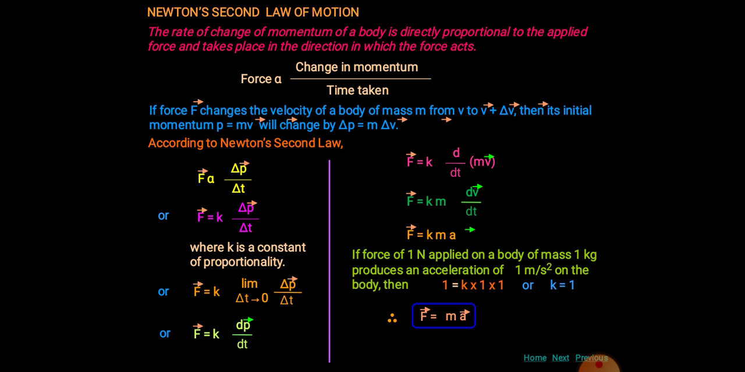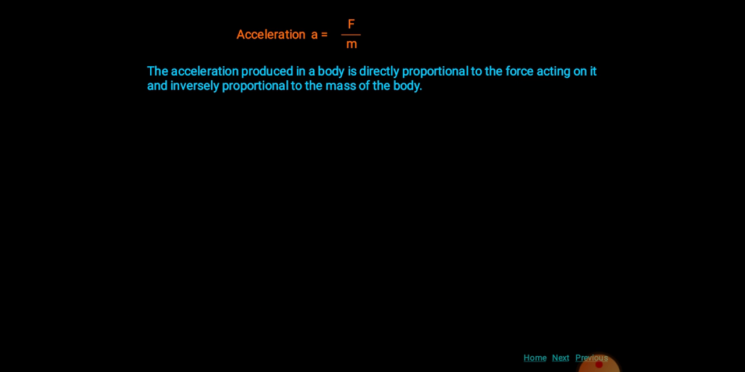The statement is that the rate of change of momentum of a body is directly proportional to the applied force, and it takes place in the direction in which the force acts. So we will discuss acceleration. As you know already, the formula of force is F is equal to m into a. We can write the equation for a as F upon m. So here the acceleration produced in a body is directly proportional to the force and inversely proportional to the mass of the body. Observe the relation: a is equal to F upon m. a is directly proportional to F and a is inversely proportional to m.